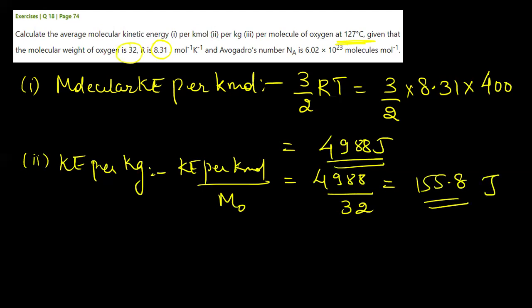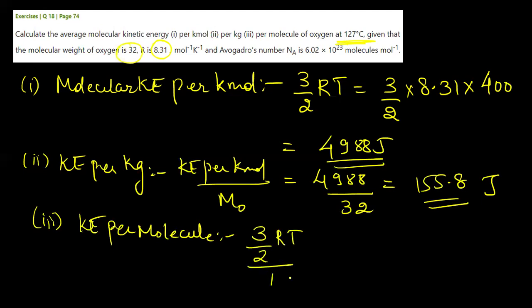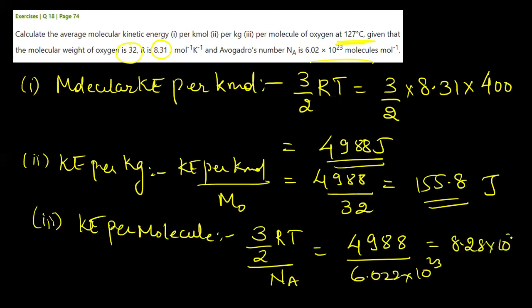155.8. Next, kinetic energy per molecule. Per molecule means divided by Avogadro number. So this will be simply 3 by 2 RT divided by Avogadro number Na. So this will be 4988 divided by Avogadro number, which is given to you as 6.022 into 10 raised to 23. When you solve this, 8.28 into 10 raised to minus 21 joule will be your answer.